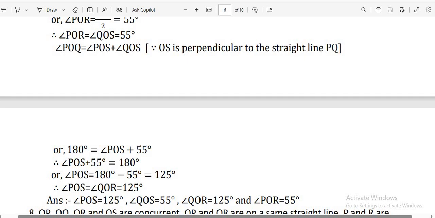By the concept of opposite angles, angle POS is equal to angle QOR, which is equal to 125 degrees. The angles are: angle POS is 125 degrees, angle QOS is 55 degrees, angle QOR is 125 degrees, and angle POR is 55 degrees.